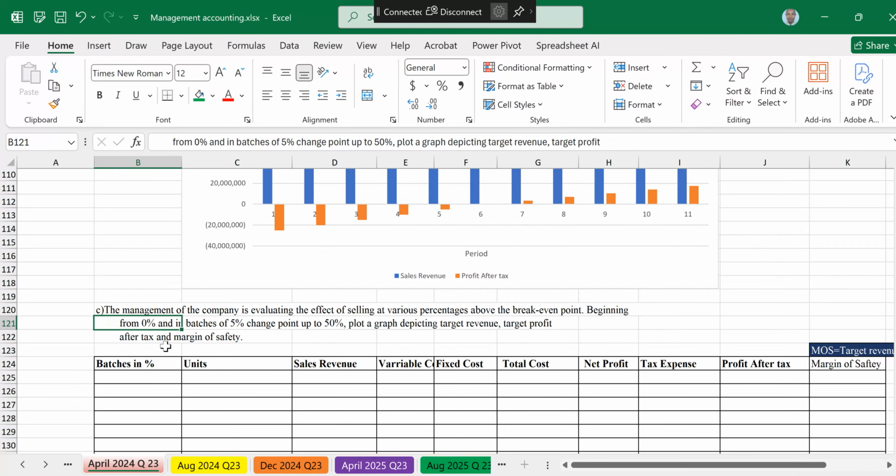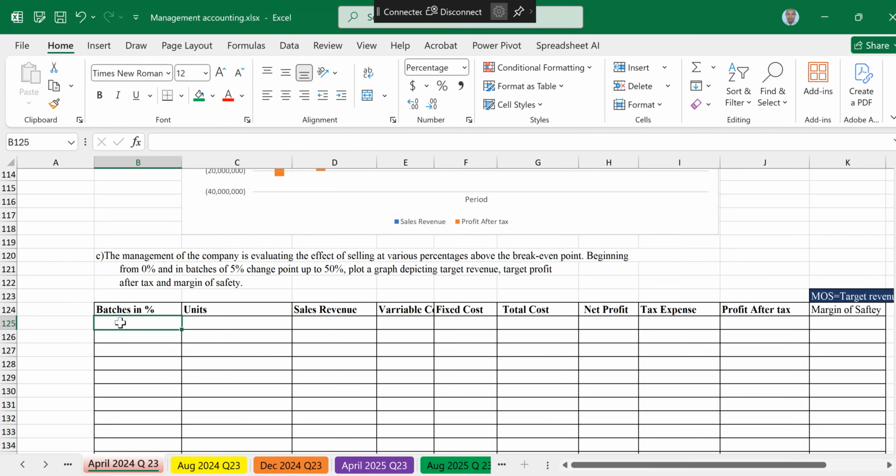So what we do there is that you move to batches, and they said start at 0. So we are starting with 0, just write 0%. If yours doesn't come with percent, add the percent. It should be 0 with a percentage if you don't see the percent. Now in batches of 5%, that will be equal sign. The one that follows will be the first one plus 5%.